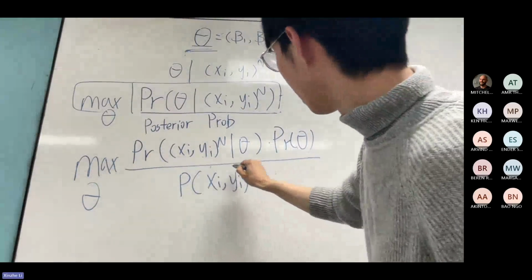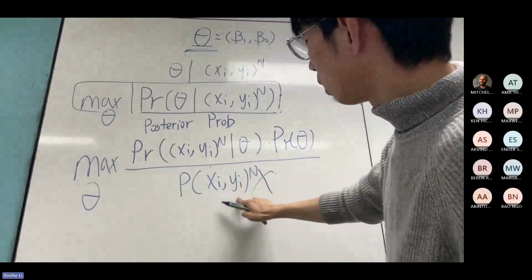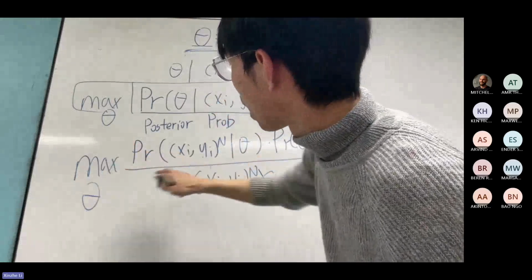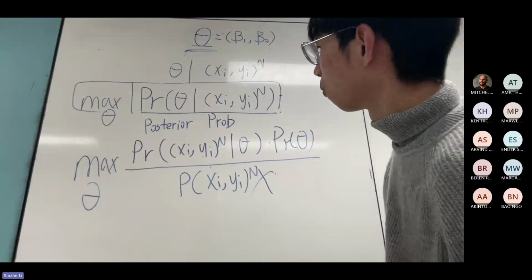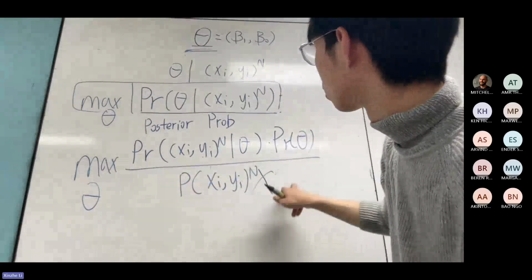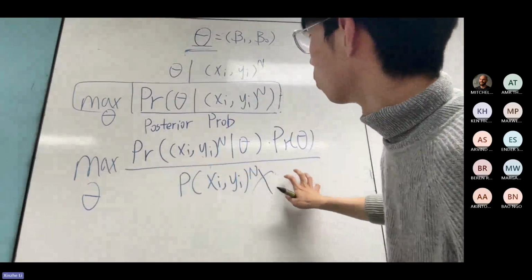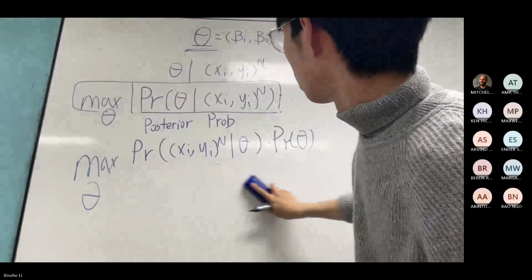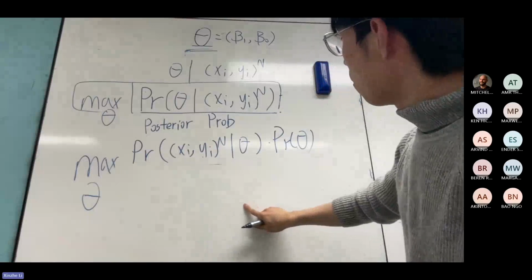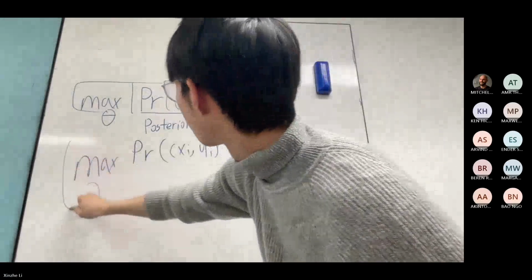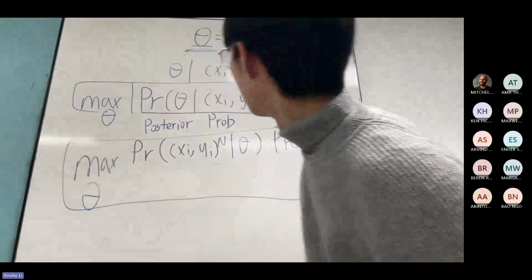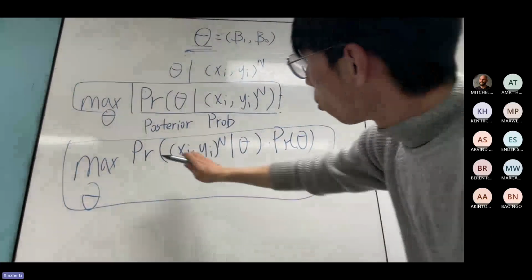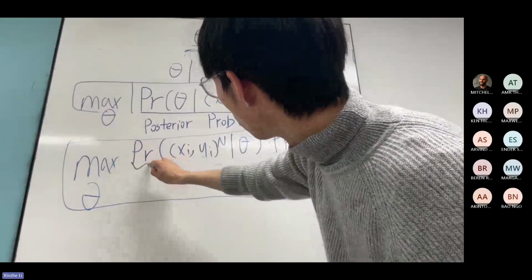Let's look at this equation. We can eliminate this because it doesn't relate to theta, right? We want to maximize this one for finding theta. So there is no theta here. So it's like a constant. It doesn't matter for the constant here. Then this is our goal. So for maximum likelihood estimation, we only care about the likelihood.